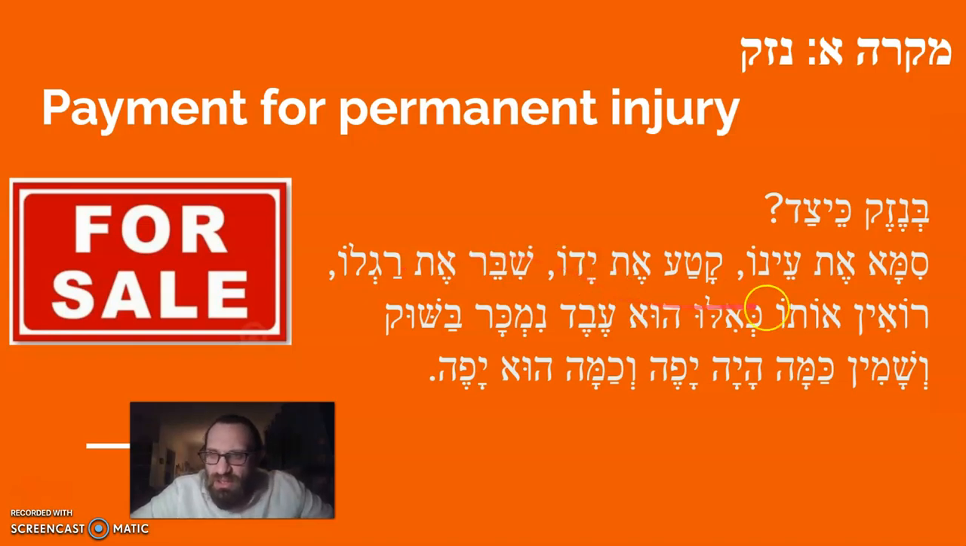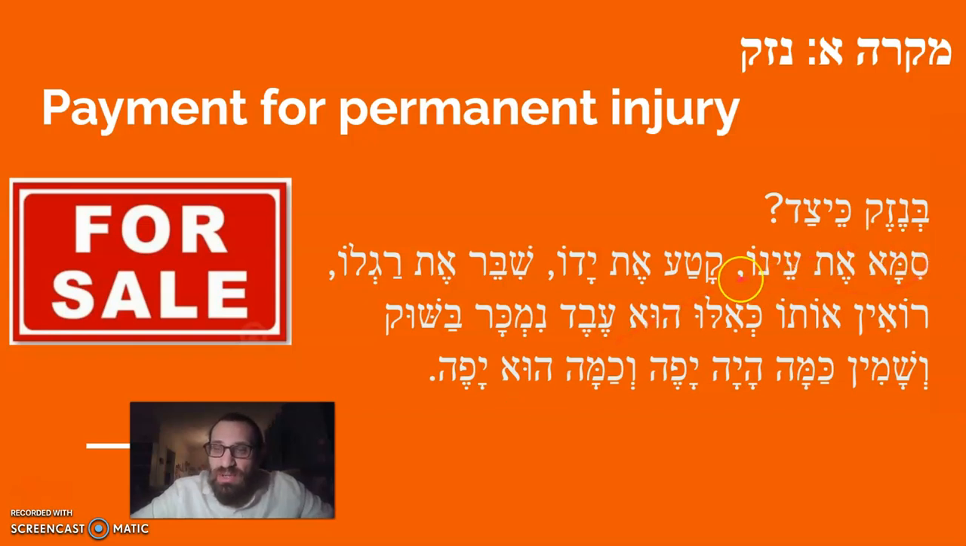What do we do in those cases? Royanoto ki'iluhu eved nimchar b'shuch. We look at him, royanoto, ki'ilu, as if they were an eved, a slave, nimchar b'shuch, sold in the marketplace. Shamim, they calculate. Kama haya yafe, how much were they worth? Kama hu yafe, how much are they worth now? We take the amount that they were worth previously and the amount that they're worth now, and we subtract them. Whatever the difference between those 2 numbers is, that is going to be the nezek value.